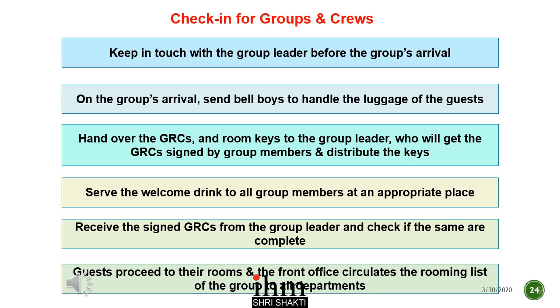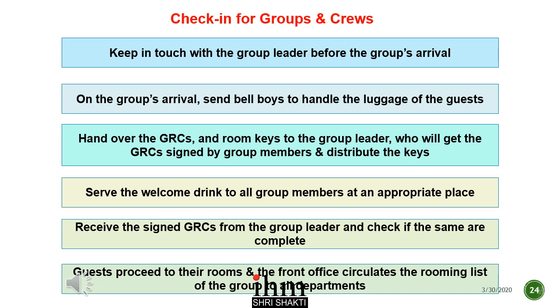Once the group leader hands over the signed registration cards at the front desk, the guests may proceed to their respective rooms. The front office agent should ask the group leader about group activities, meal schedule, wake-up calls, and other requirements, and make a note of the same.